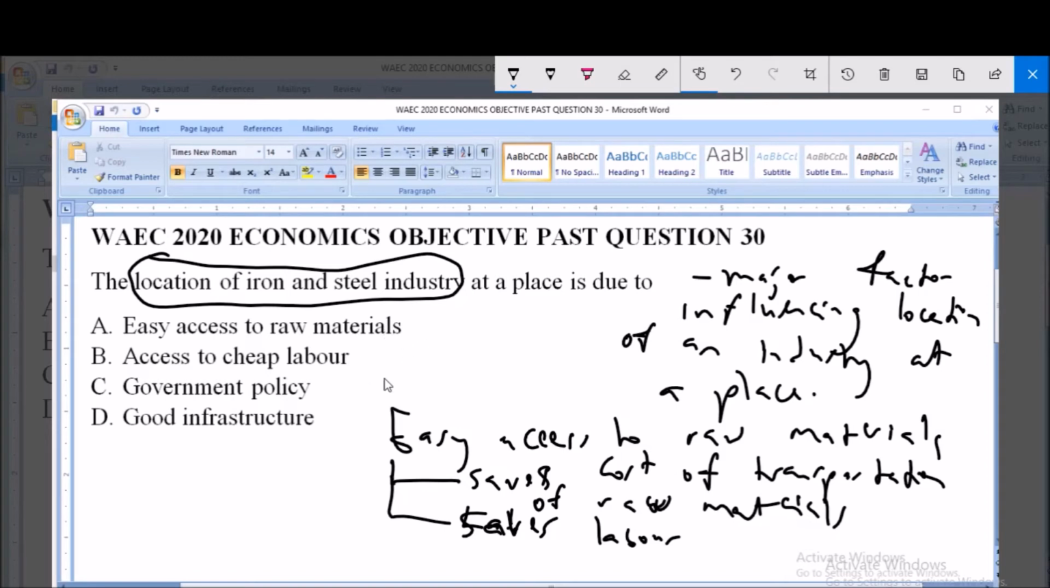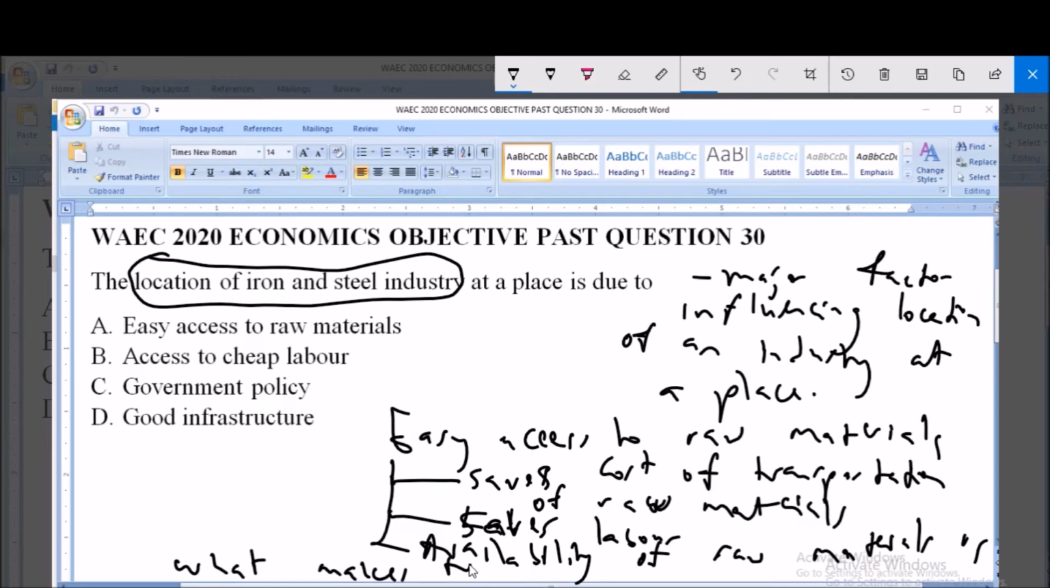So easy access to raw materials is very important, as accessibility or availability of raw materials is what makes the industry function. So in an iron and steel industry where you need the raw material, iron ore, having access to iron ore is what will make the industry function. The day you cease to have the raw material is the day the industry ceases to function. So easy access to raw materials, option A, is the most important factor to consider when locating an iron and steel industry and even any other industry.